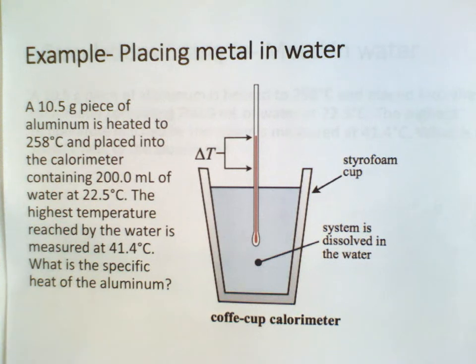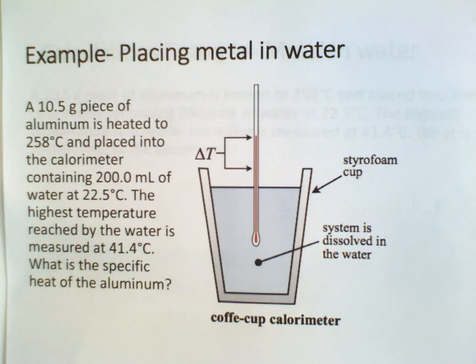It says a 10.5 gram piece of aluminum is heated to 258 degrees Celsius and placed into the calorimeter containing 200 milliliters of water at 22.5 degrees Celsius. The highest temperature reached by the water is measured at 41.4 degrees Celsius. What is the specific heat of the aluminum?